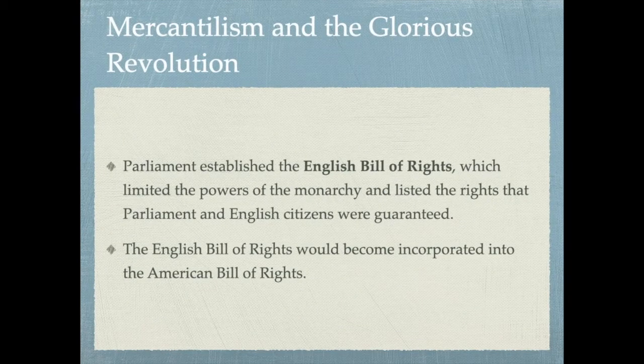Parliament established the English Bill of Rights, which limited the powers of the monarchy and listed the rights that Parliament and English citizens were guaranteed. The British Bill of Rights would become incorporated into the American Bill of Rights.